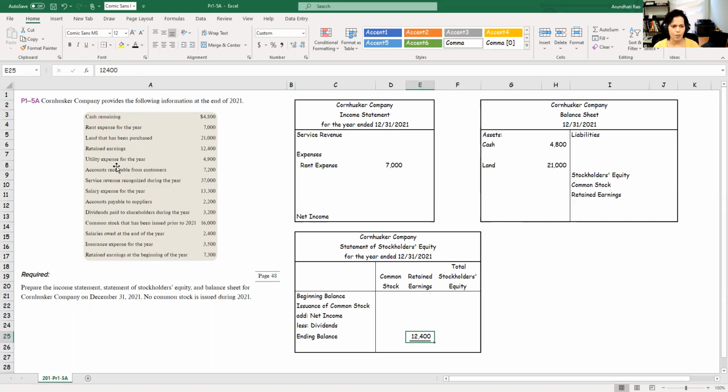Utilities expense, I paid my BG&E bill and all those wonderful things that you need. Cost of doing business again, utilities expense. I'm going to list it over here, 4,900.